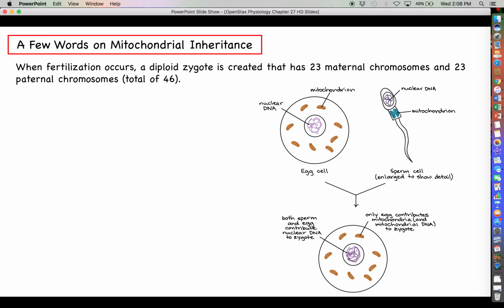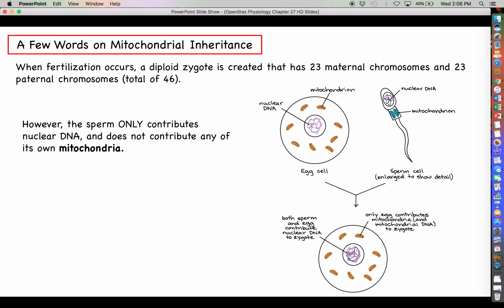Okay, so something that is very interesting that I feel needs to be brought up. When fertilization occurs, you of course are producing a diploid zygote. So that zygote has 23 of dad's chromosomes, which came from the sperm, and 23 of mom's chromosomes, which came from the egg. So you put them together, you end up with 46 chromosomes, right? You have an equal amount of dad's DNA and an equal amount of mom's DNA. So it turns out that that is not the case for the mitochondrial DNA. Did you know mitochondria have their own genome?